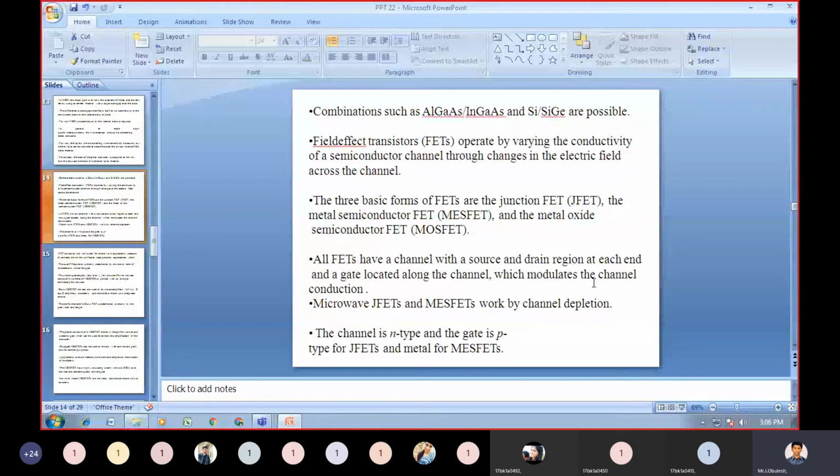All these FETs have a channel with a source and drain region at each end and a gate located along the channel which modulates the channel conduction. The microwave JFETs and MESFETs work by channel depletion. The channel is N-type and the gate is P-type for JFETs and metal for MESFETs.